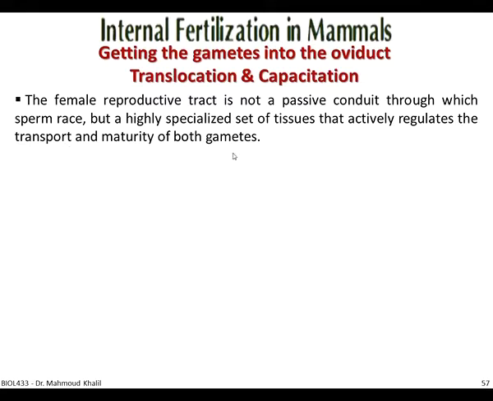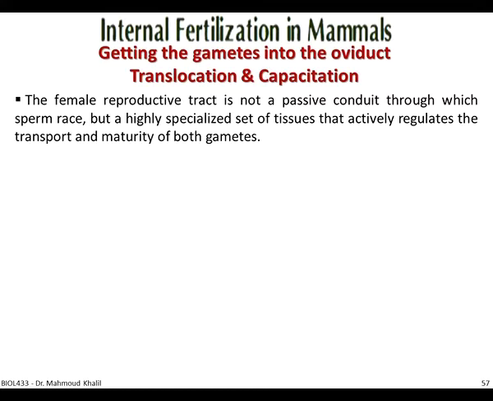So let's talk about internal fertilization in mammals, and we need to understand the difference between translocation and capacitation. Why is it internal? Because fertilization occurs internally inside the female. The female reproductive tract is not a passive conduit, not a tube that only helps in transport in which the sperm moves, like the oviduct. But this tube in which the sperm race until reaching the ovum is a highly specialized set of tissue that actively regulates and transports and even leads to maturation of both gametes.